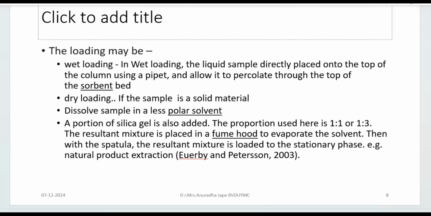So you just have to remember that we had prepared the column, we had run the mobile phase down. Now the upper portion of the column is going to hold some amount of mobile phase. So try to suck out the mobile phase a little bit from that, and then apply the sample with the help of simply a pipette. So a small volume of mobile phase is then applied.